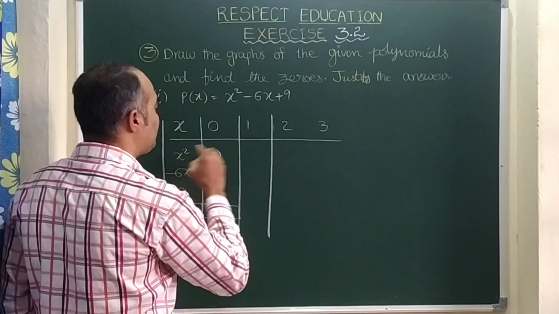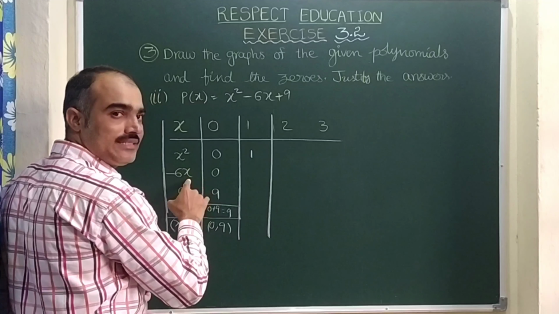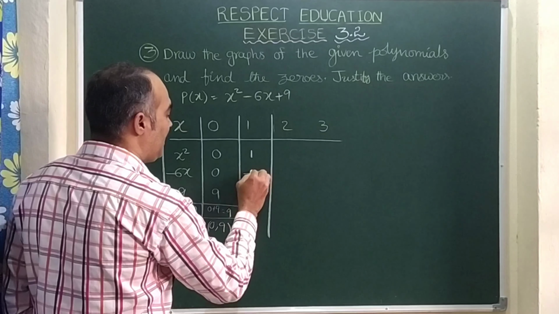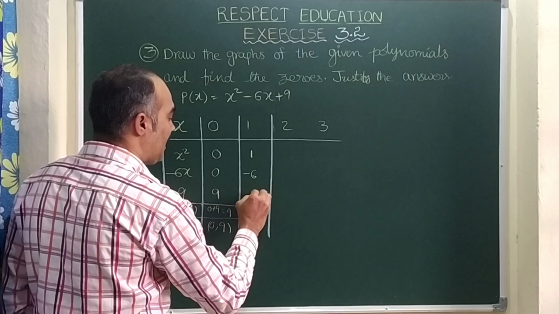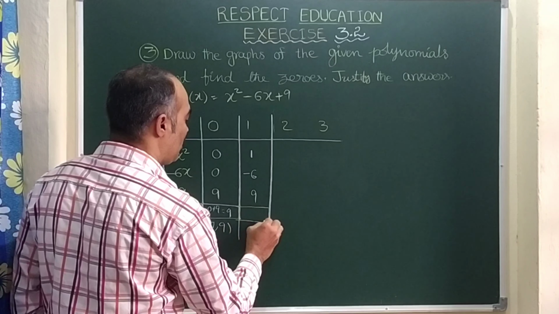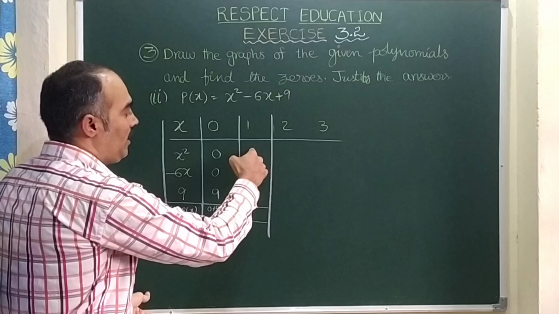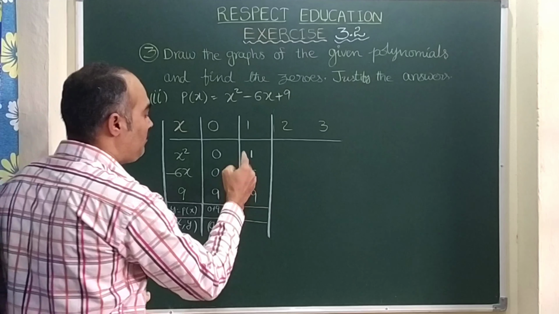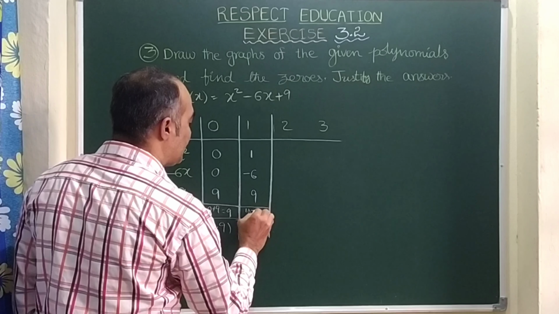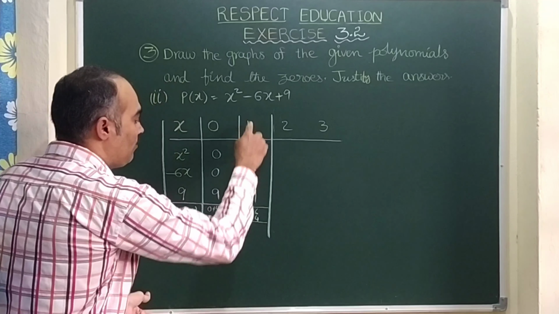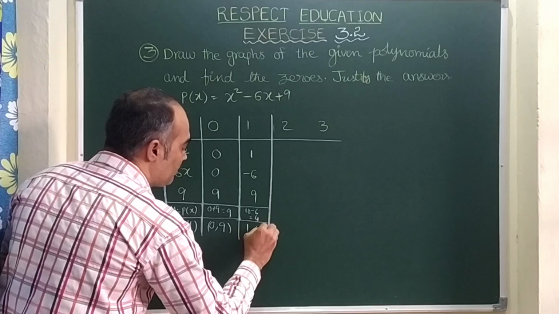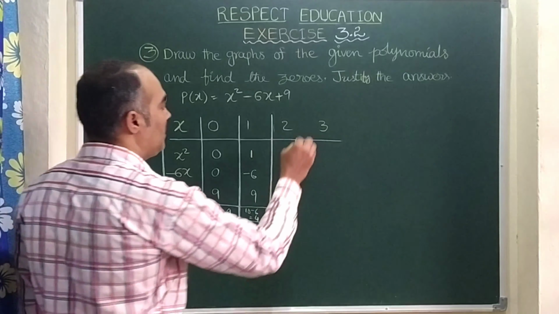That is 1. 1 squared is 1. Minus 6x, minus 6 into 1 is minus 6. Let us write the constant 9 as it is. Now in this column you see 1 plus 9 is 10. 10 minus 6 is 4. So I am writing 1 comma 4. Now the third value.